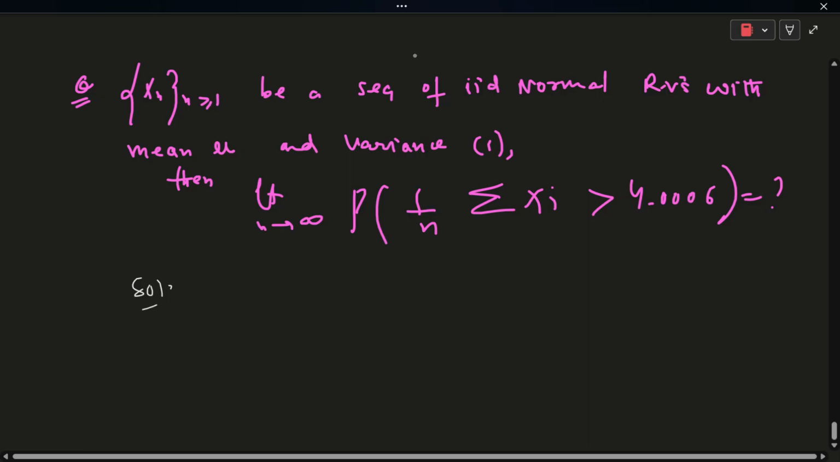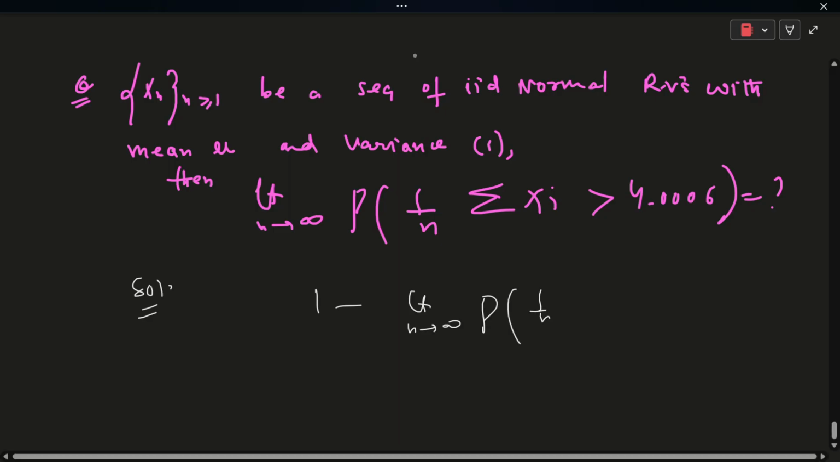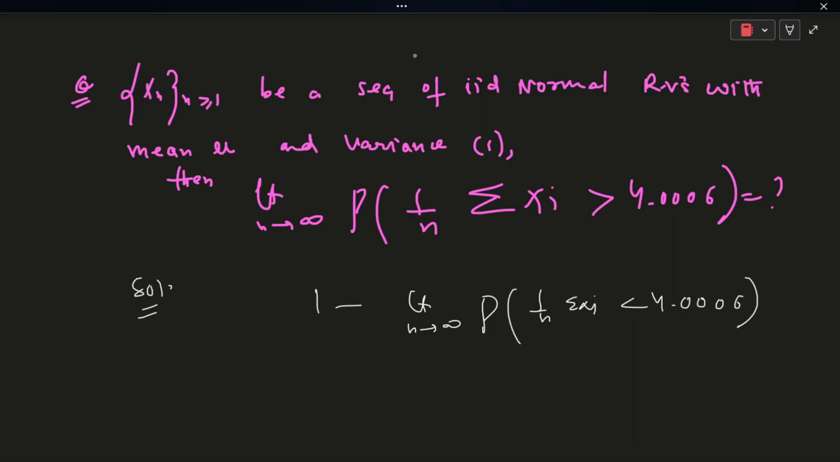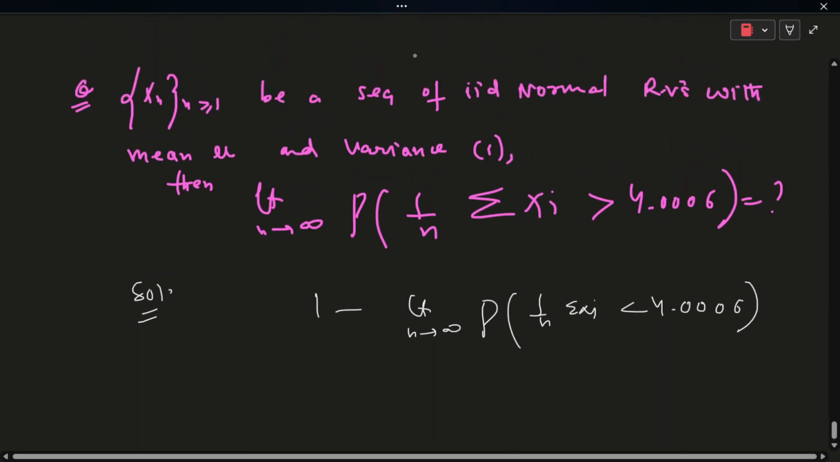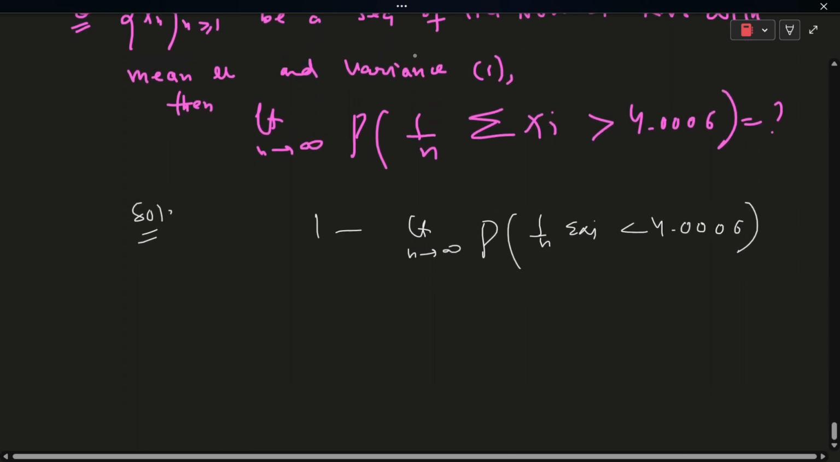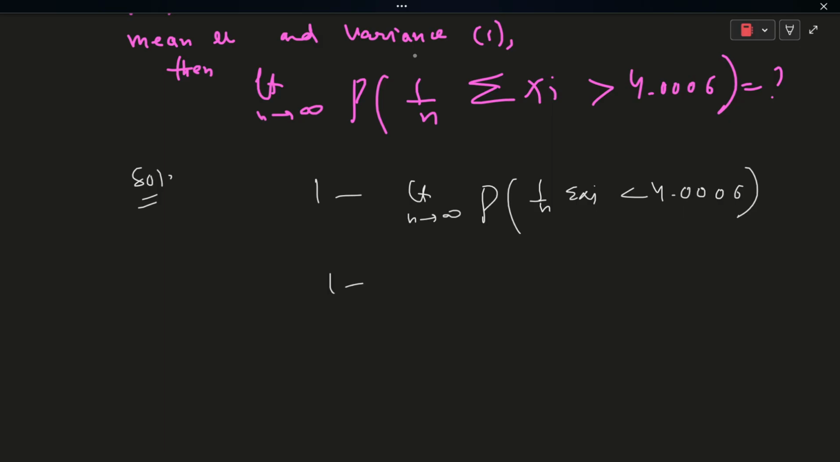So solution, देखो क्या होगा इसका. देखो इसको मैं ऐसे लिख सकता हूँ 1 minus limit n tending to infinity, probability 1 by n summation Xi is less than 4.0006. मैंने कॉम्प्लीमेंट ले लिया इसका, ठीक है. सो यहां से देखो x फॉलो नॉर्मल 0 का म्यू कॉमा 1, ये तो x बार है ना. So 1 minus limit n tending to infinity, probability x bar is less than 4.0006.